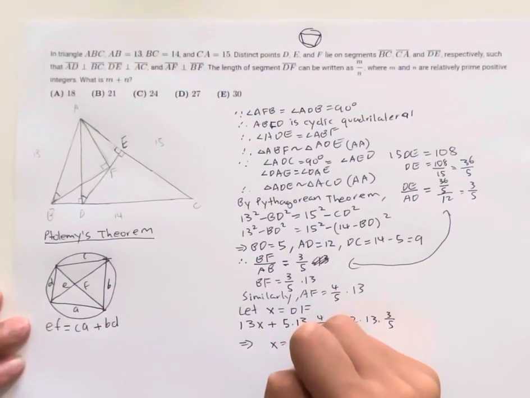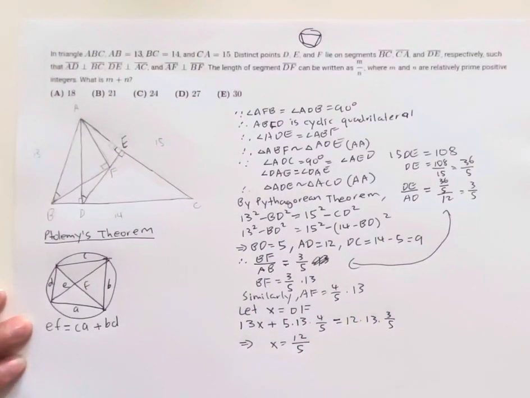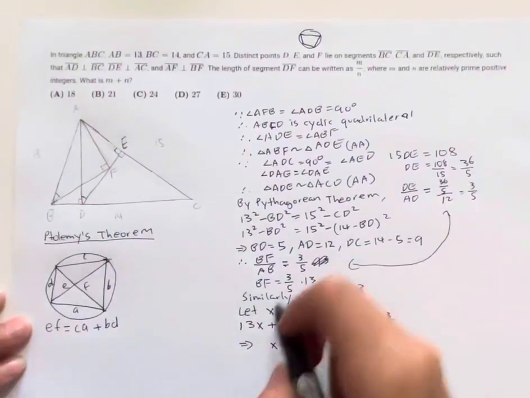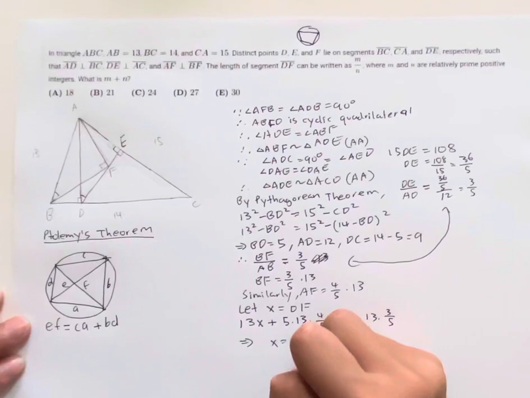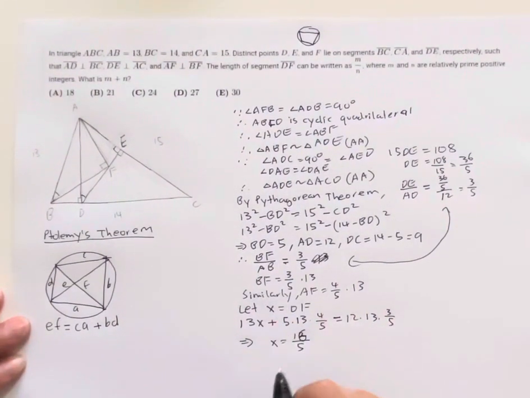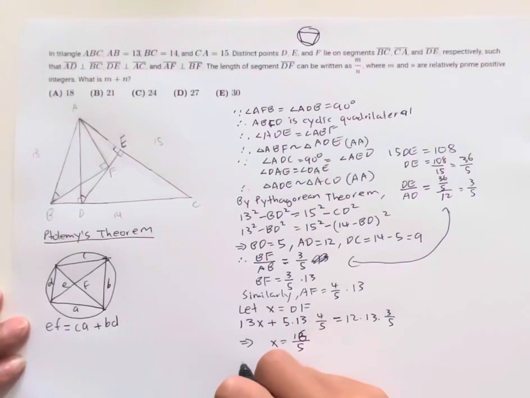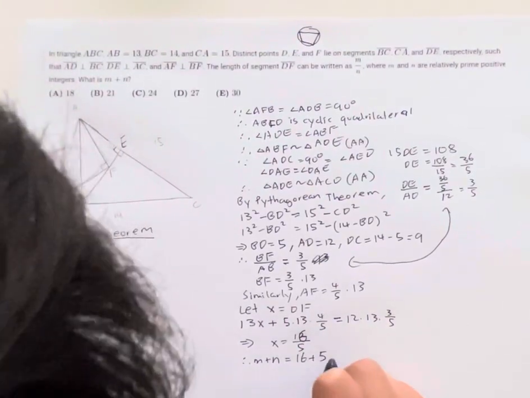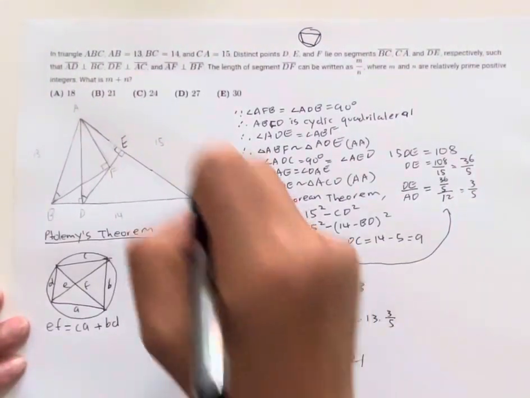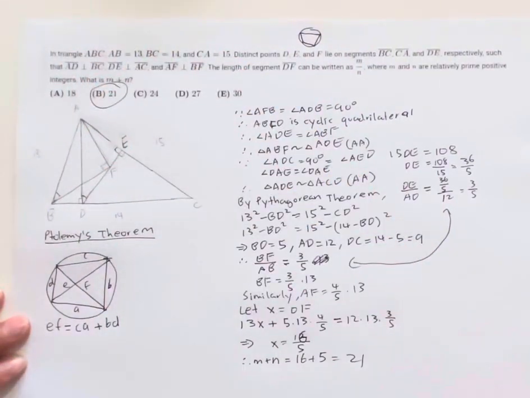18 over 5. Wait, 13x, so yeah, I got this wrong. It'll be 16 over 5. 16 over 5. So m plus n equals 16 plus 5 equals 21. So the answer will be B.